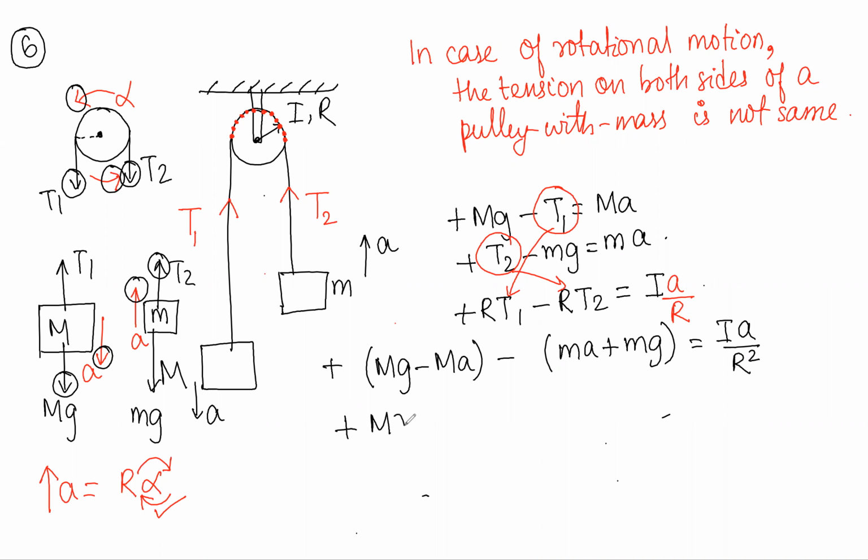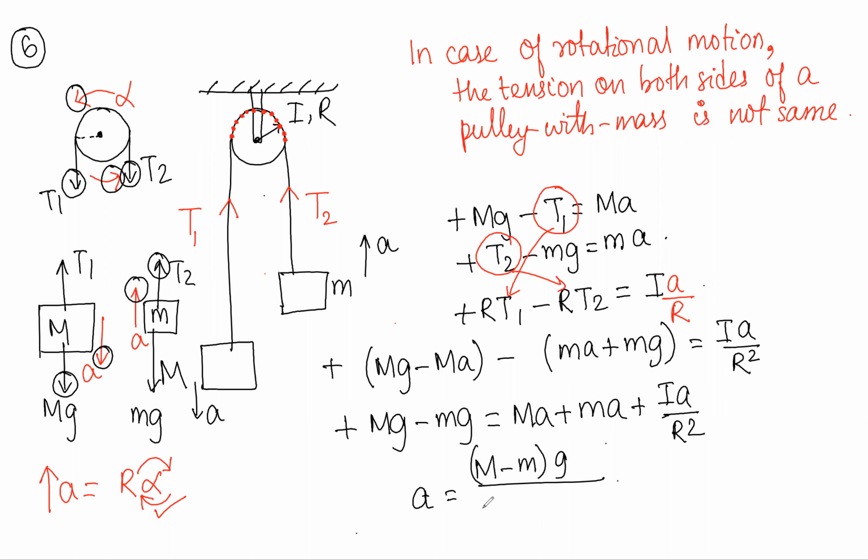Solve करना है. mg minus ma can go to that side, so it will become plus ma. Then you will have minus mg. Again minus ma can go to that side, it will become plus ma, and you will have Ia divided by R square. So finally, taking a common, you will have (M minus m) into g divided by (M plus m plus I divided by R square). समझ में आया? So that's a pretty simple and straightforward thing. You don't have to do much. Just write down, just see what's happening.